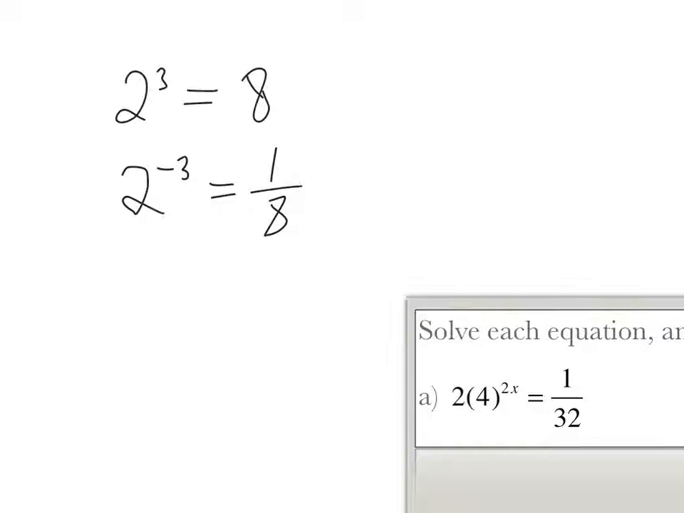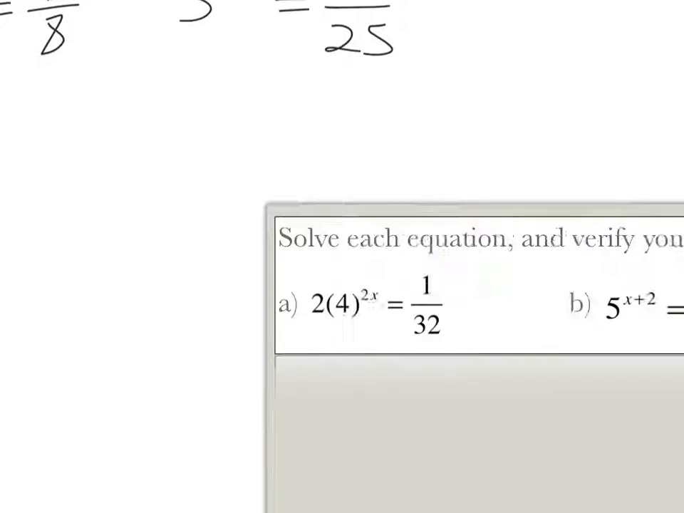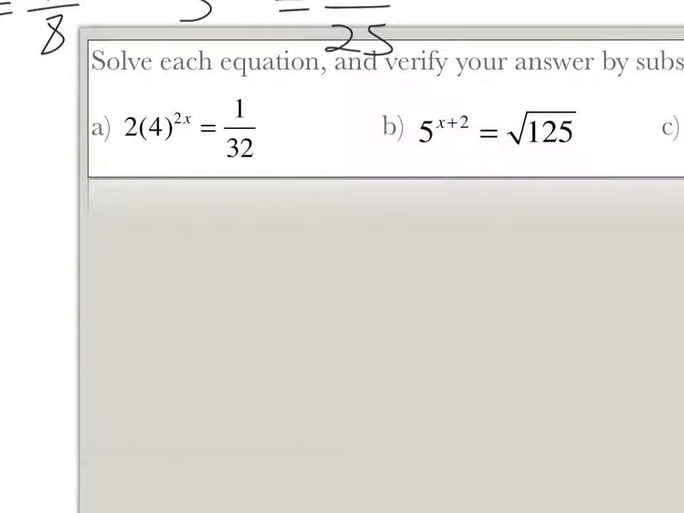So, for instance, let's just do another one really quick. If I have 5 squared, that's 25. People generally know that one. Okay, if I have 5 to the negative 2, what would that be? 1 over 25. Okay, so I just wanted to briefly go over that because you do need that for this question. And a lot of these questions you'll need that.